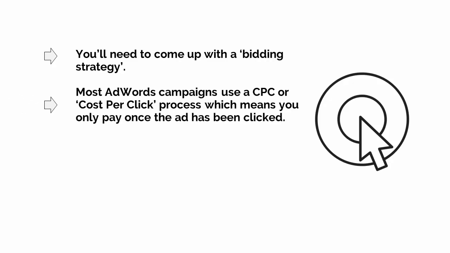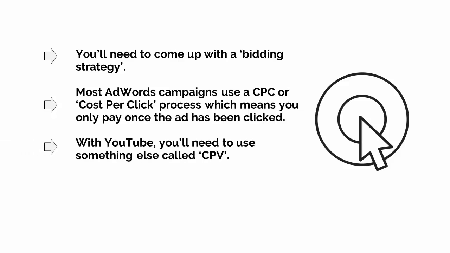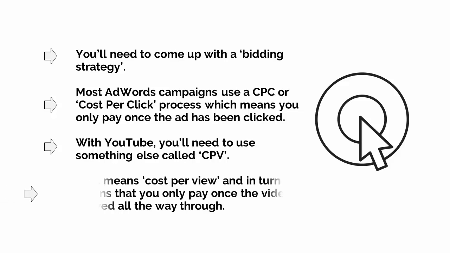Most AdWord campaigns use a CPC or cost per click process, which means that you only pay once the ad has been clicked. With YouTube though, you'll need to use something called CPV. That means cost per view, and in turn means that you only pay once the video is viewed all the way through. We'll talk about this a bit more in a moment, but for now, all you need to know is that the amount you bid is the amount that you'll pay for each view. Your bid is your CPV, so it needs to be tied closely to your budget.